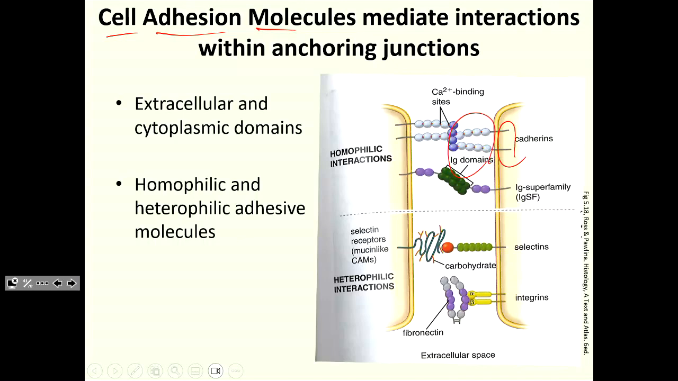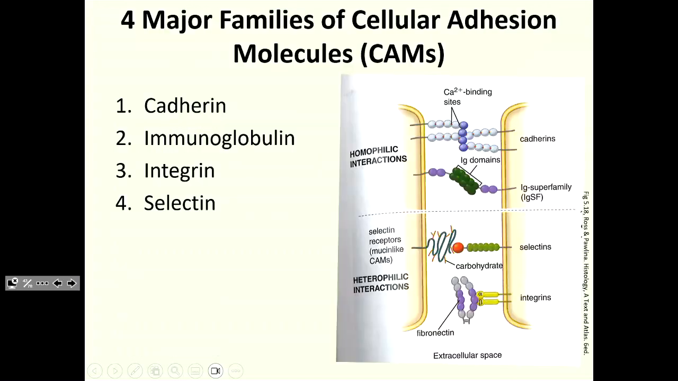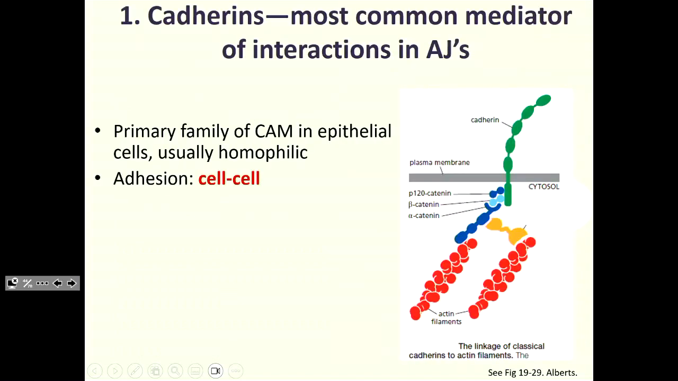Some of them will bind to the same type of protein on the adjacent cell, so those are referred to as being homophilic. Sometimes they're going to bind to a different macromolecule on the adjacent cell, so those are heterophilic. So let's talk about all of those different components. We're going to talk about the cadherins in a little bit more detail from what we did before.